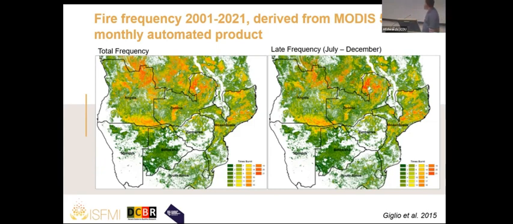So if you look at these two, you can see that there's not a large difference in the fire frequency between the total fire frequency, which is early and late, and the late fire frequency, which means that fires are predominantly a late dry season problem in Africa.